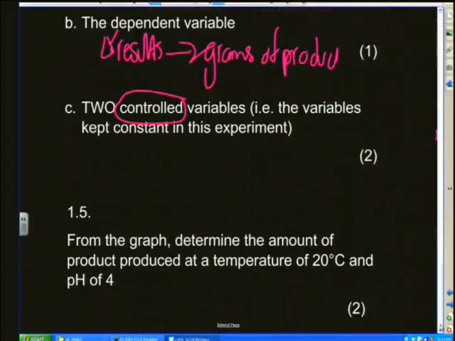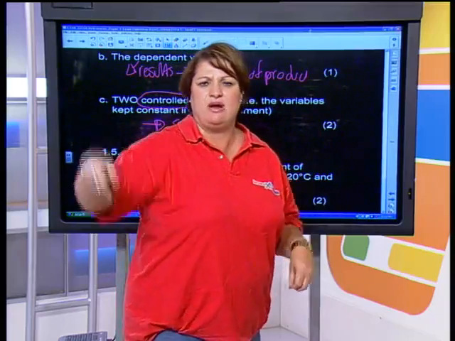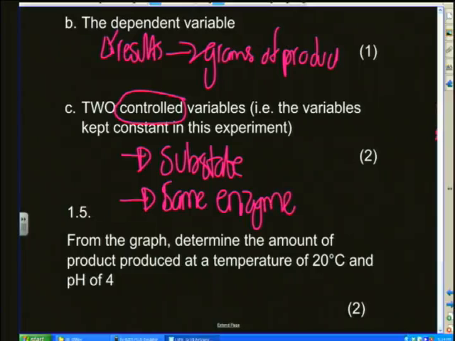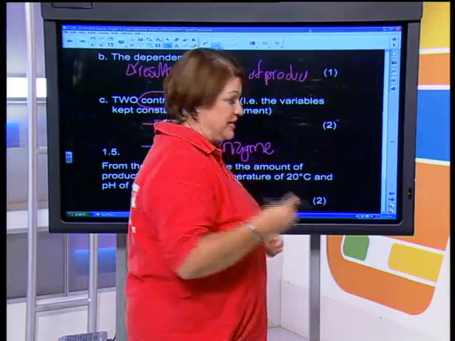Okay, when it comes to practicals, you need to think of this. What did I need to keep all the time? One, I needed to keep my substrate. What did I act on? I couldn't put one with potato and the other one with margarine. Doesn't work. So I had to have the same substrate. What else did I have? The same enzyme. You couldn't choose. You said an enzyme. So we need to have the same enzyme.